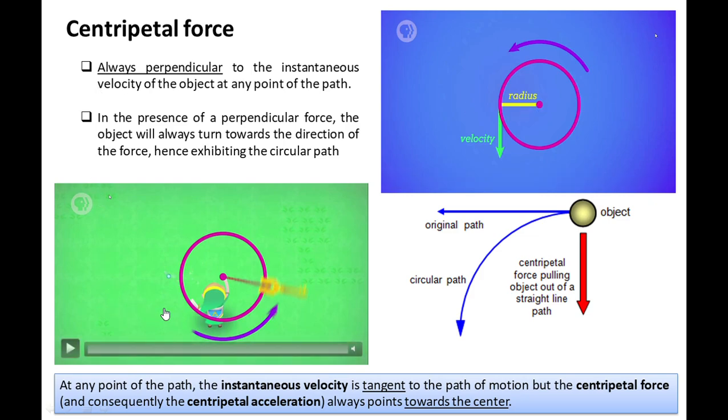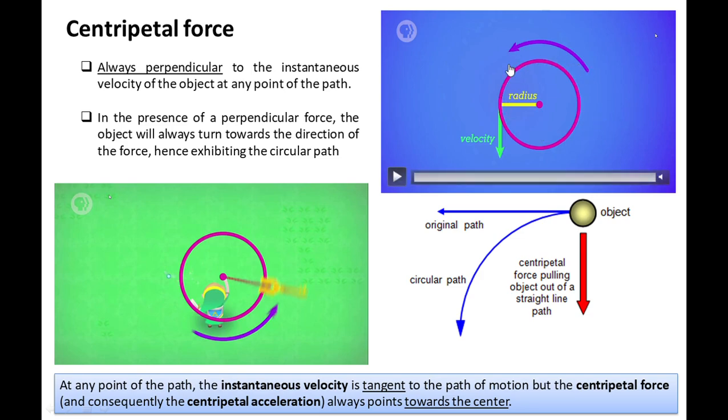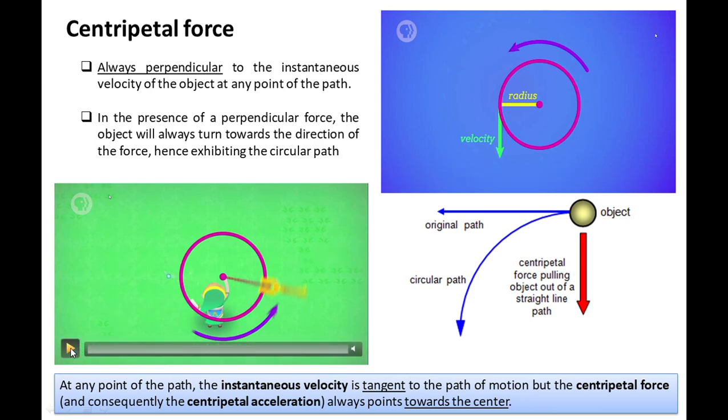Here is another example of what will happen if we remove the centripetal force. In the presence of a perpendicular force, the object will always turn towards the direction of the force, hence exhibiting the circular path. Without the centripetal force, the object moving in the circular path will move out of the circular path and move away. It will be thrown away from that circular path. Let's see what will happen if we remove the centripetal force.